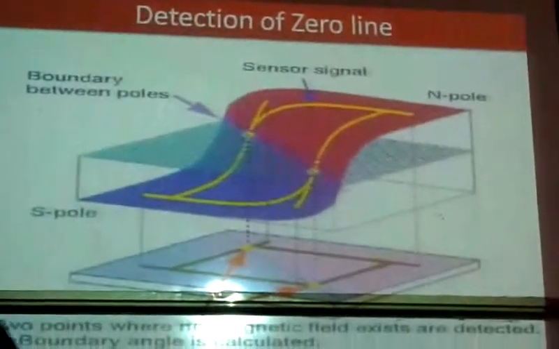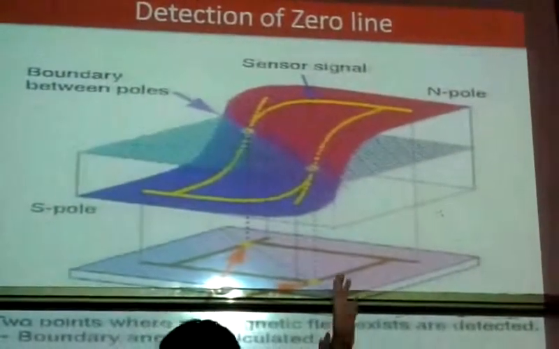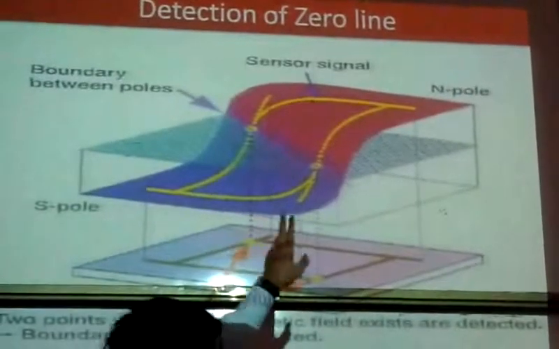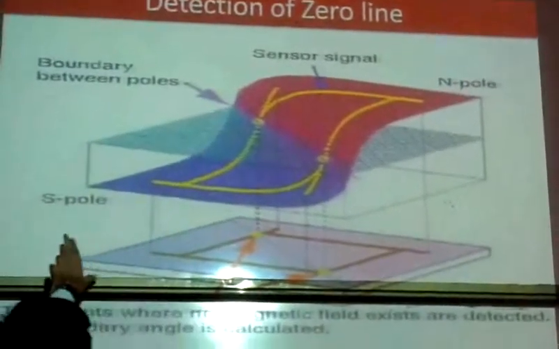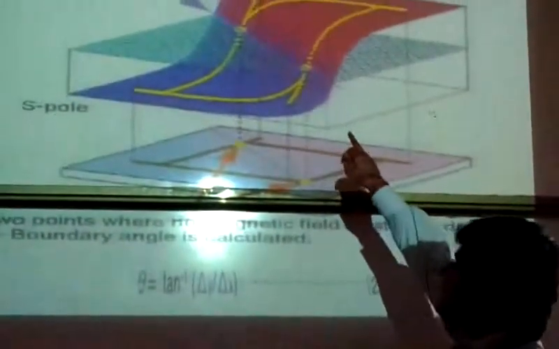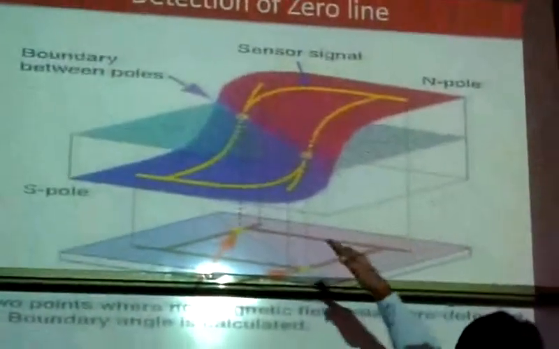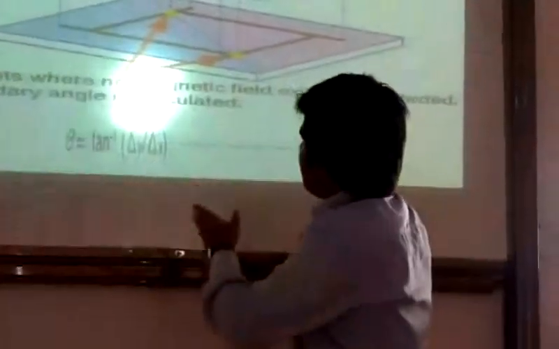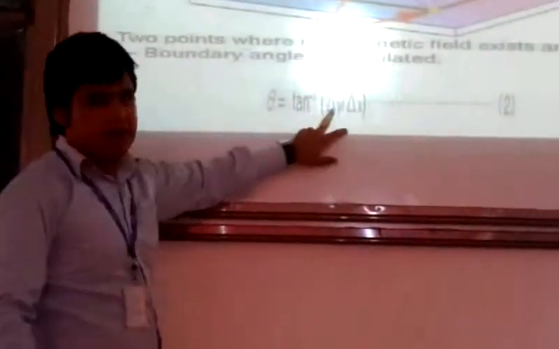And this is the detection of the 0 line. This is the stress curve. The above part is north pole and this is south pole. And the point where both meet, see there, it is the 0 line. Means at that point, the magnetic field is 0. And we can easily find the value of theta using tan inverse of del y over del x.